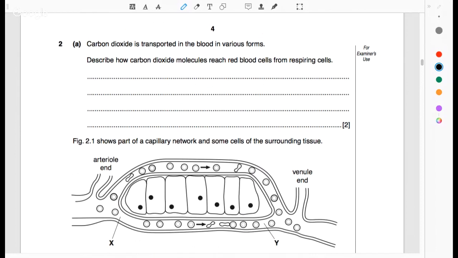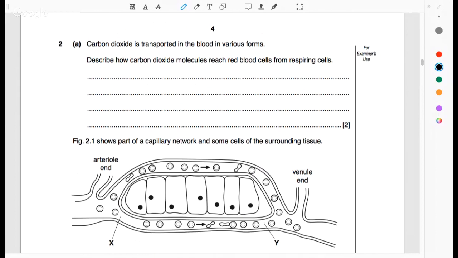The endothelial cells, the capillaries, and across the membrane of the red blood cell into the plasma, into the cytoplasm. Good. You picked up all the marks again.